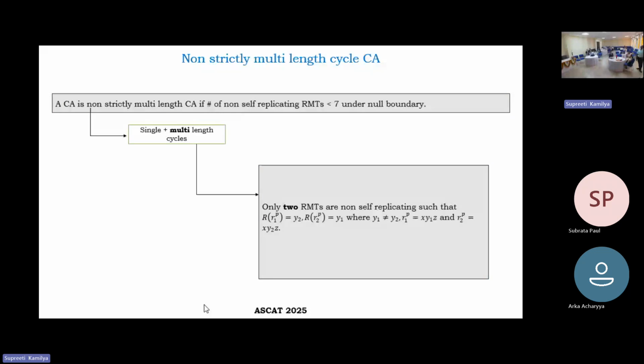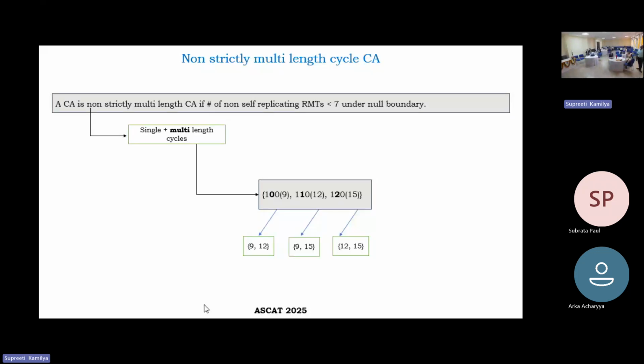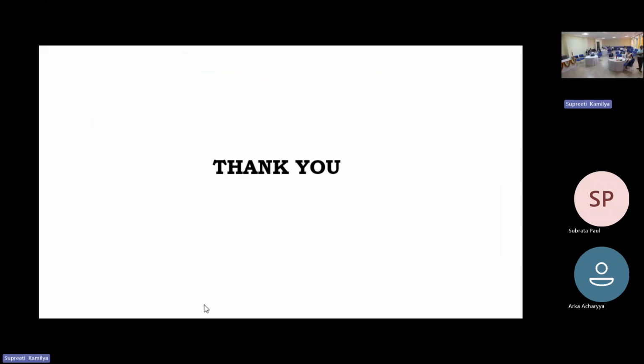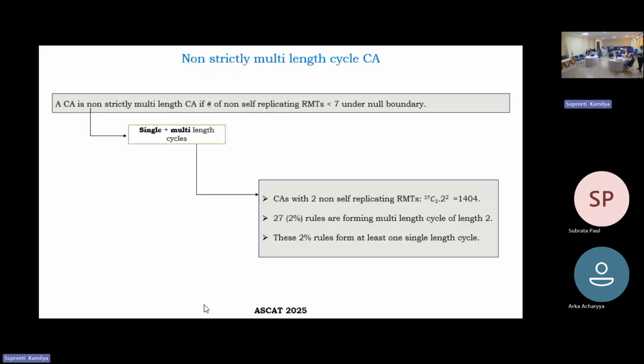I have taken one example. One of the examples is this. If we make 9, 12 non-self-replicating, or 9, 15, or 12, 15, we will get the non-self-replicating RMTs. So we can claim that if the CA is non-strictly multi-length cycle, then also we can get multi-length cycle, and the minimum count of non-self-replicating RMTs is 2.